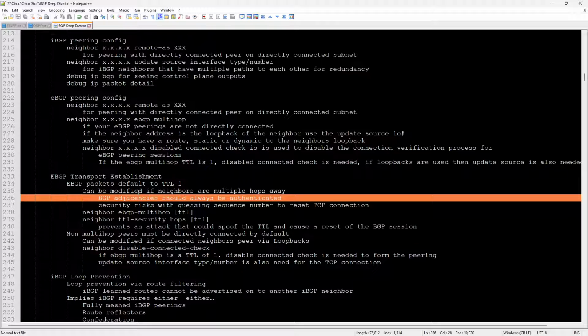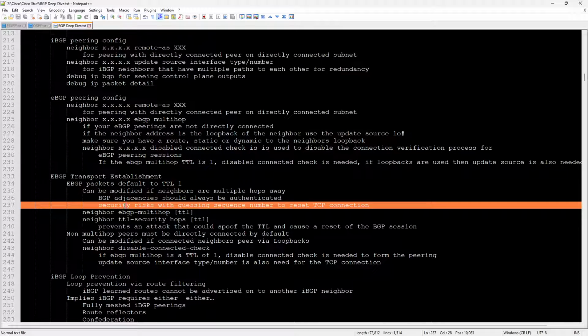So it's similar to IGP. You set a password, but instead it's part of the BGP header, it's a TCP MD5. So it's a part of the TCP three-way handshake. A security risk is guessing sequence numbers to reset the TCP connection.